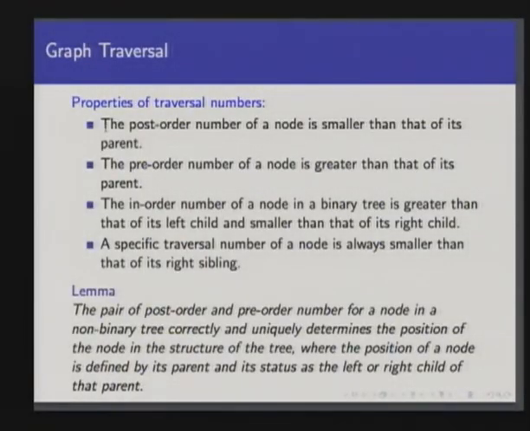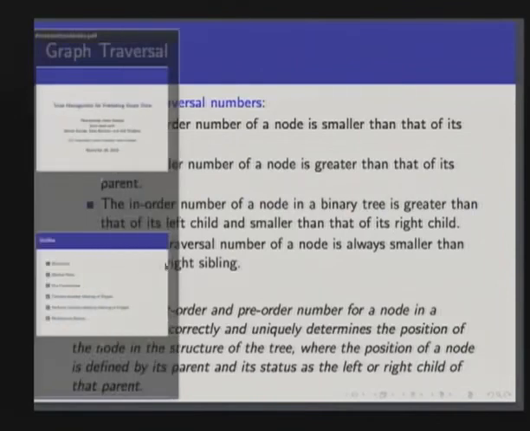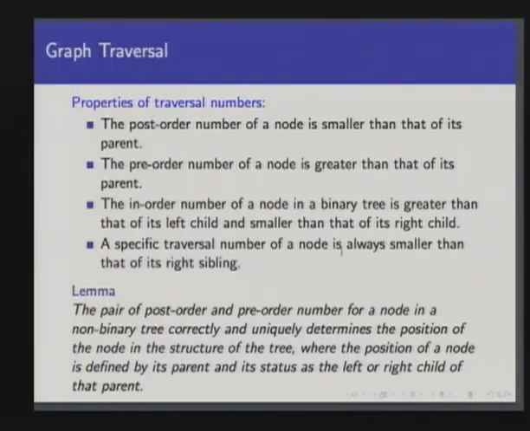If you assign pre-processing and post-processing numbers, you will see that the post-order number of a node is always smaller than that of its parent. The pre-order number of a node is greater than that of its parent. The in-order number of a node in a binary tree is greater than that of its left child and smaller than that of its right child. And a specific traversal number of a node is always smaller than that of its right sibling.